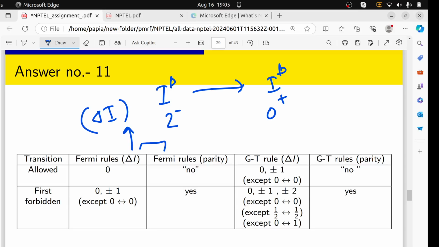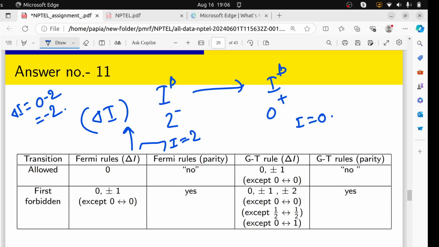Previously I was 2, right now I is 0. So what is the value of delta I? Delta I will be 0 minus 2, that means minus 2. Now see the table here. Delta I should be 0 for allowed in the Fermi rule. So this case is not correct for allowed Fermi.